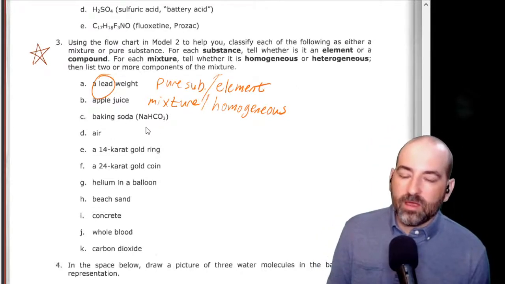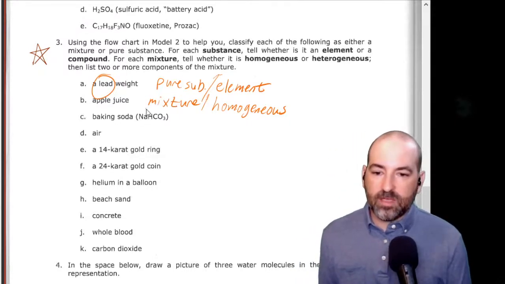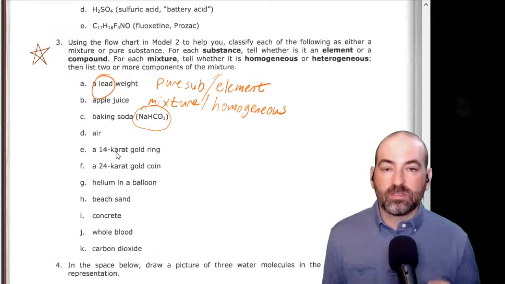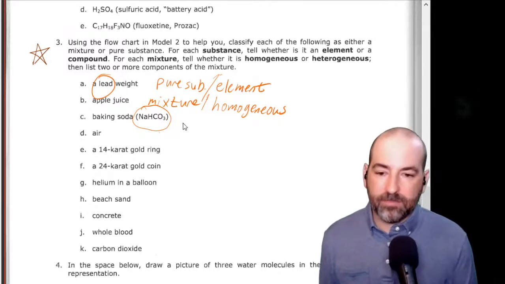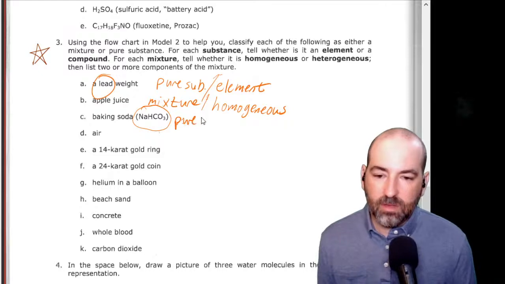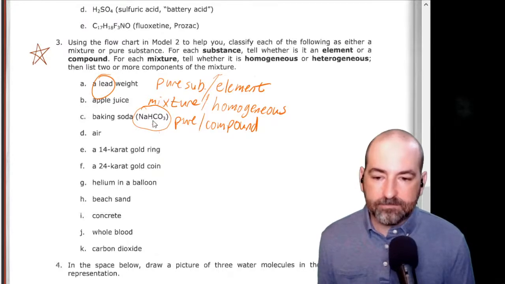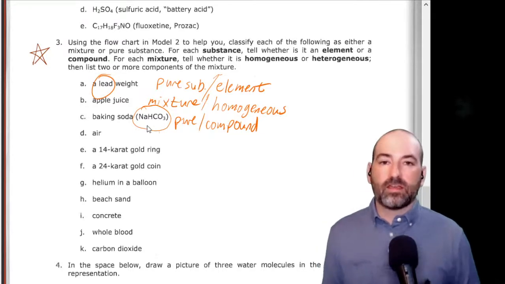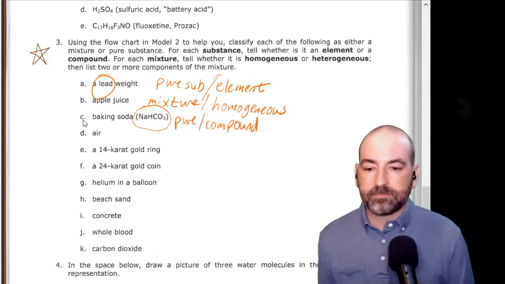Baking soda, the clue for you there, is that the chemical formula is given. So this is saying it is one type of chemical thing, and that is called a compound. So this is a pure substance, and it is a compound. Because that formula is given, that's telling us that those elements are bound together chemically.